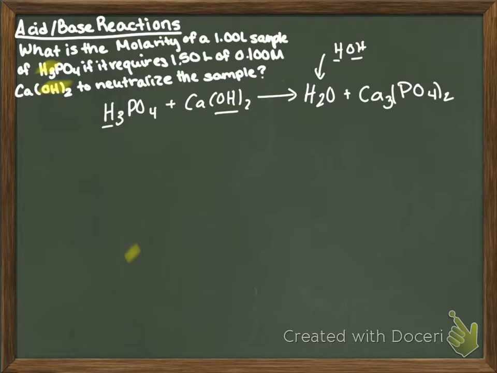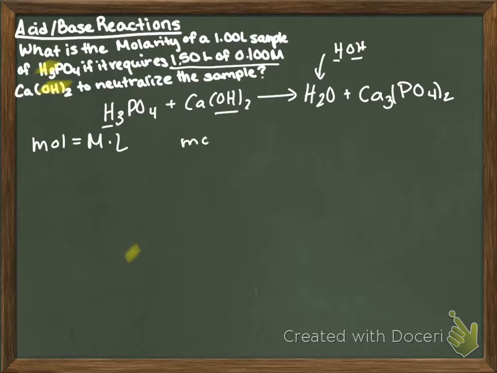So what we're going to do is take the information about our base, which is this 1.5 liters and the 0.1 molar solution, and we're going to find the number of moles, because we have to have moles to start our stoichiometry problem. If we take the molarity equation and rearrange it to get moles by itself, moles are equal to molarity times liters. Here I have molarity and liters. I don't need to convert either of those, so I can just get started.